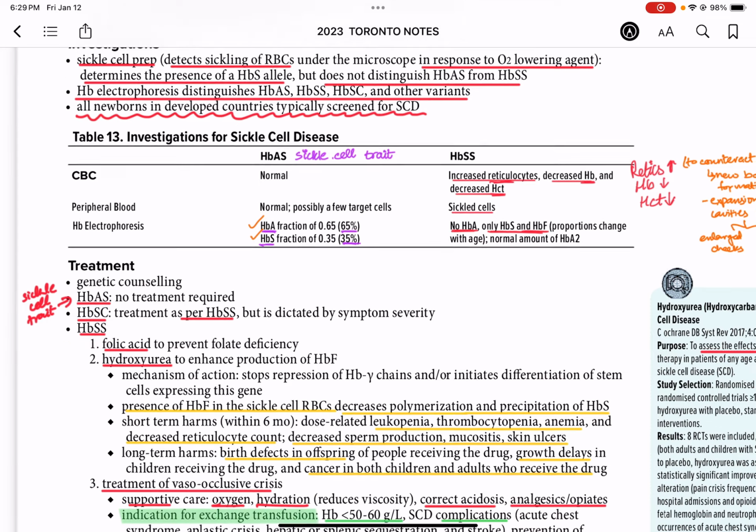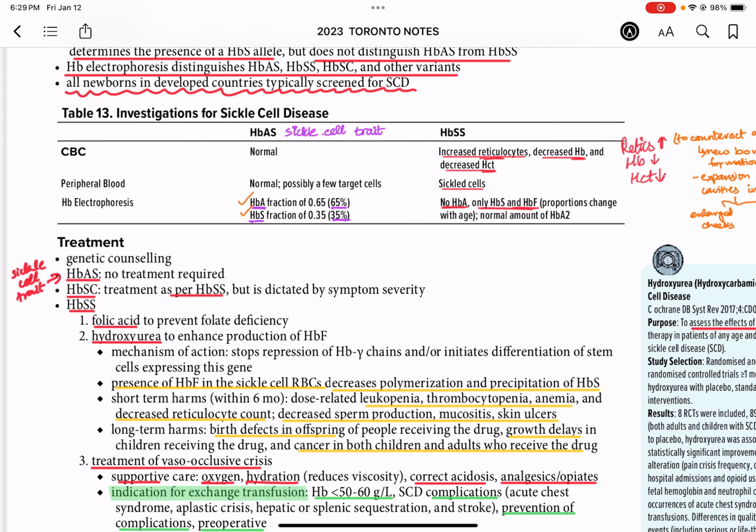In electrophoresis, hemoglobin AS would have 60 to 65% hemoglobin A and 35 or 40% hemoglobin S. But in hemoglobin SS, there is no hemoglobin A, no normal hemoglobin. It only has hemoglobin S and a little bit of hemoglobin F, which, if it's a very young baby, they might have a little more hemoglobin F. So that proportion changes with age. But they also have a normal amount of hemoglobin A2, just like a normal person.